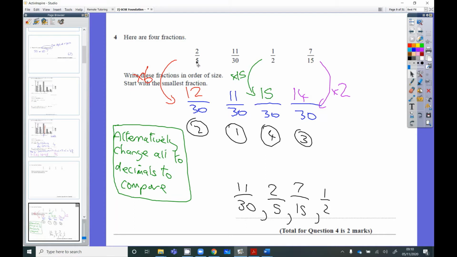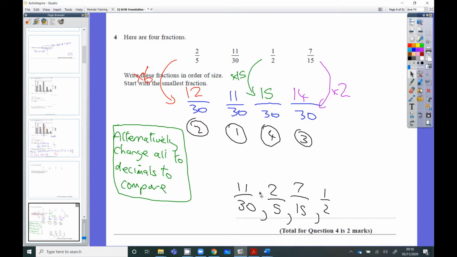So with this first fraction here, how do we turn that 5 into 30? We multiply it by 6. So times top and bottom by 6, we get 12 over 30. Obviously 11 over 30 stays as it is. With this third fraction, a half is 15 over 30, times top and bottom by 15. And 7 over 15, we times top and bottom by 2. We can then easily compare the numerators, the top numbers. We go 11, 12, 14, 15. So that's 11 over 30, then 2/5, then 7/15, and then a half.